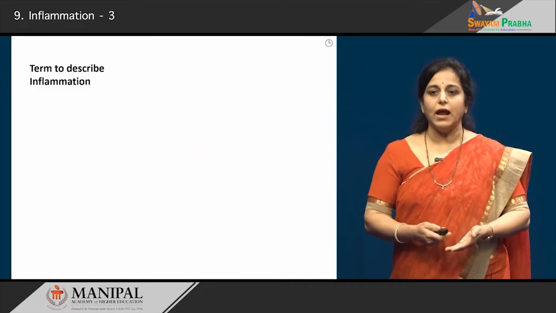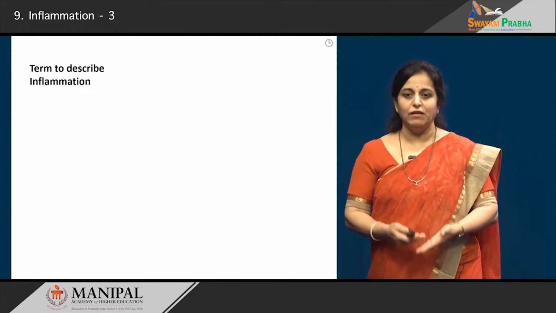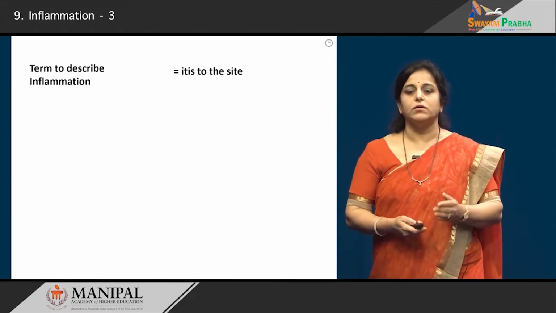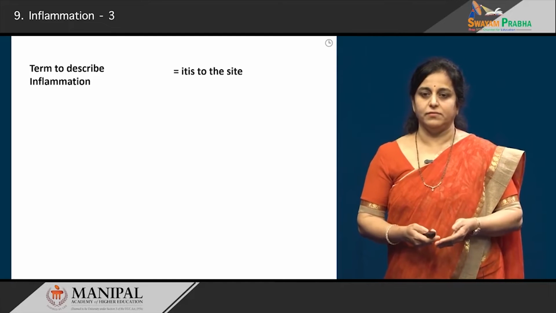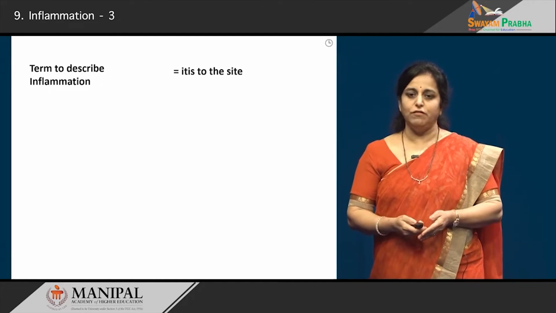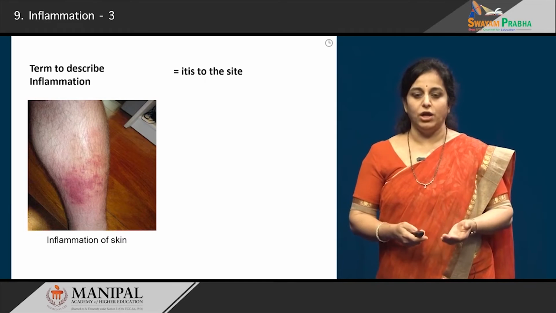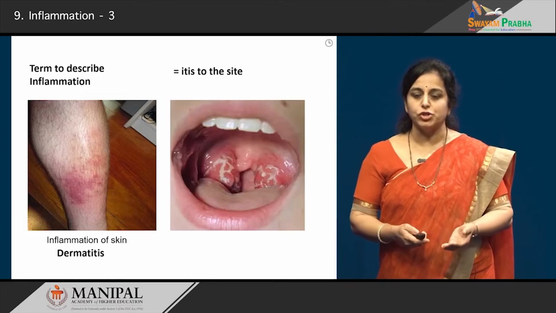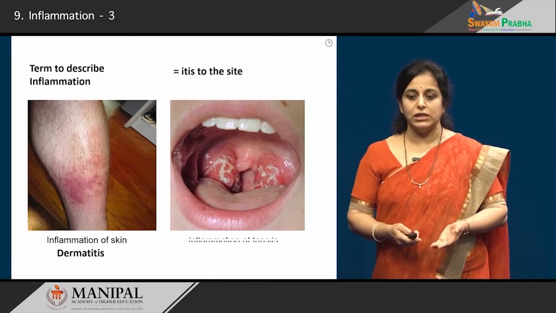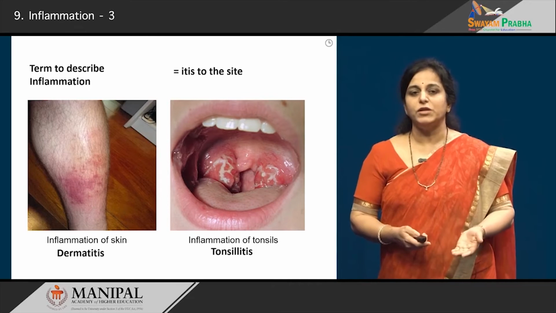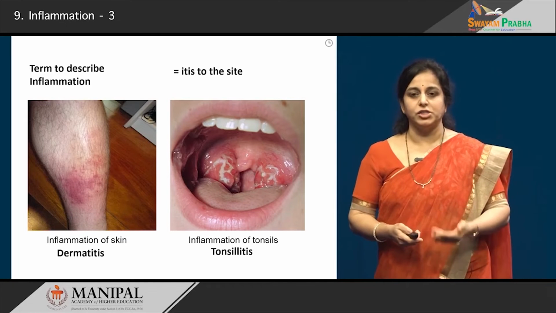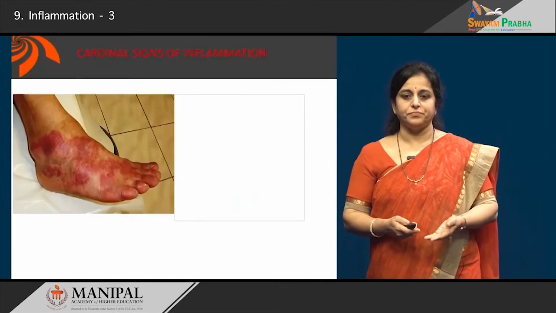So, how do we describe when a part of the body is showing inflammation? We add the suffix itis to the site of the inflammation. For example, when there is inflammation of the skin, we call it dermatitis. When there is inflammation of the tonsils, we call it tonsillitis. When there is inflammation of the conjunctiva, we call it conjunctivitis, etc.